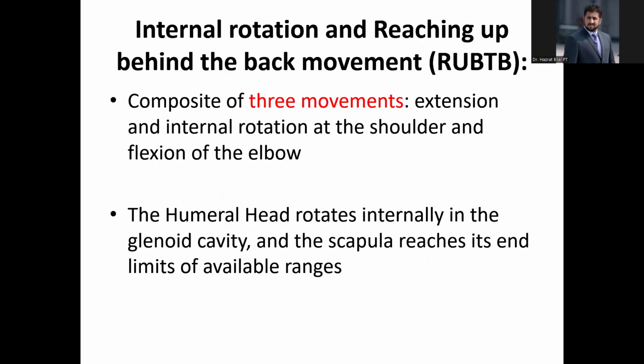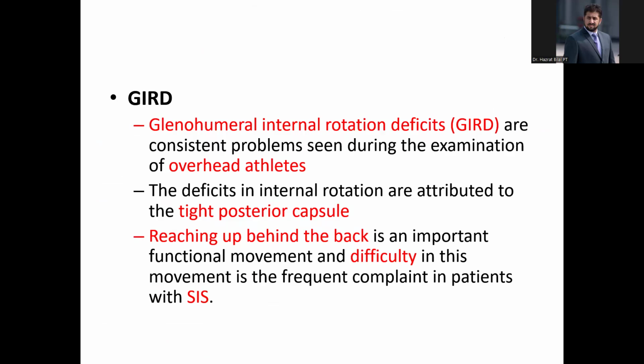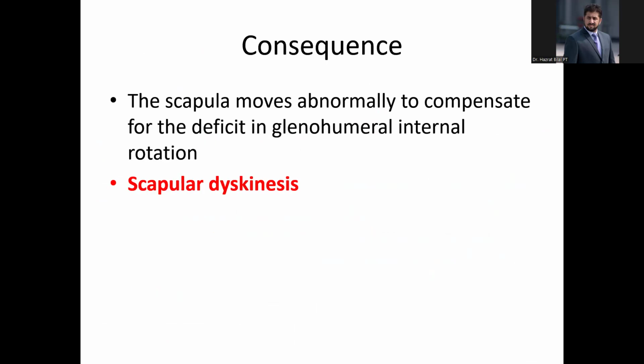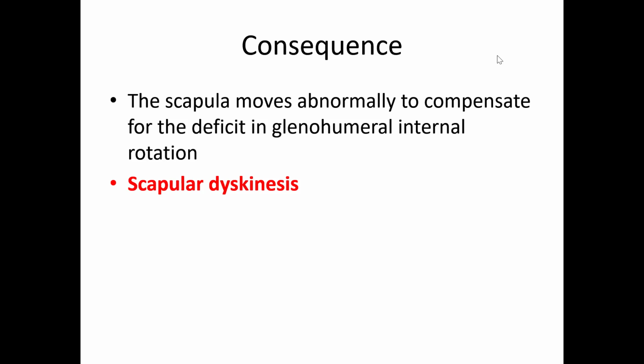We discussed the upward and downward rotators. We discussed the reaching up behind movement. And now we will discuss the consequences in patients who can't do the reaching up behind movement. That is because they may have abnormal movement of the scapula, and if there is abnormal movement of the scapula, that is termed scapular dyskinesia. So we will discuss what scapular dyskinesia is, as well as its different types.